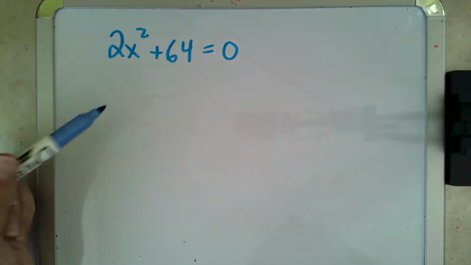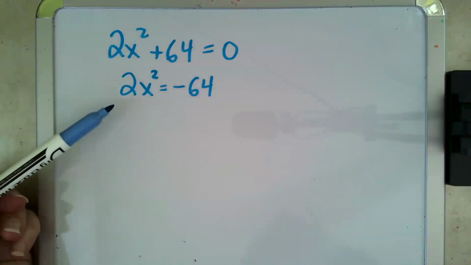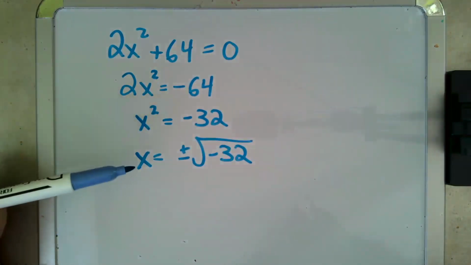Okay, there's no middle term, so we're going to start by subtracting 64 from both sides. Next, we're going to divide 2 away from both sides. Next step, we're going to square root both sides. And everything's going along swimmingly. X squared, square root of that is x.